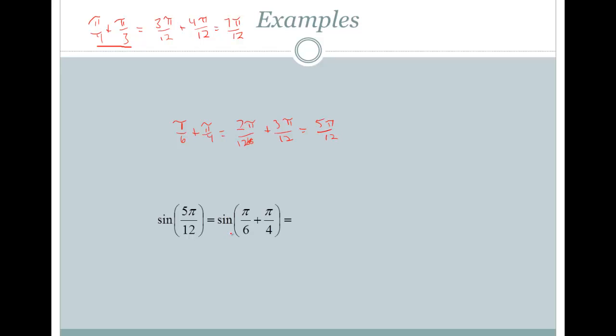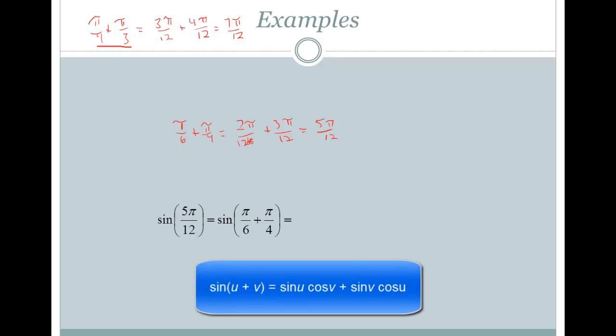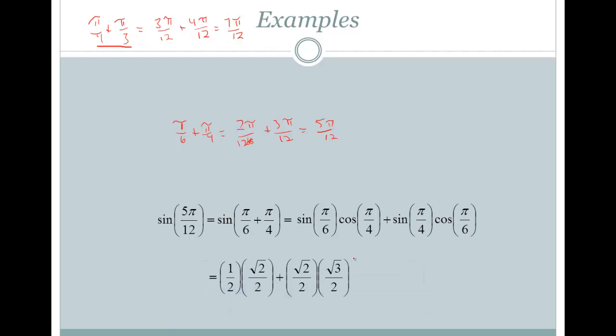So I'm able to rewrite this in terms of these two angles. I know my sine and cosine of pi over 6. I know my sine and cosine of pi over 4. So that's going to allow me to write it out like this. Sine of pi over 6 is a half. This one right here is root 2 over 2. Right there is root 3 over 2. Similar to the last one, except now we're going to get a plus sign instead of a minus.